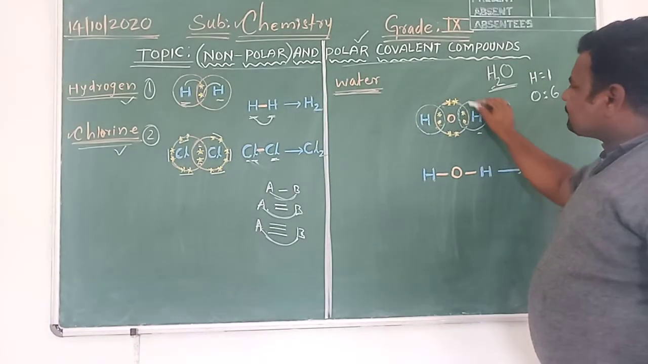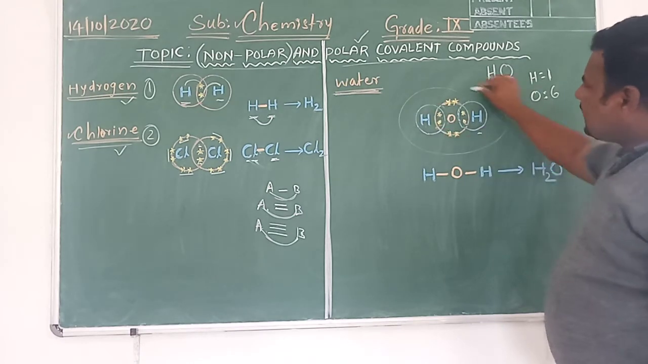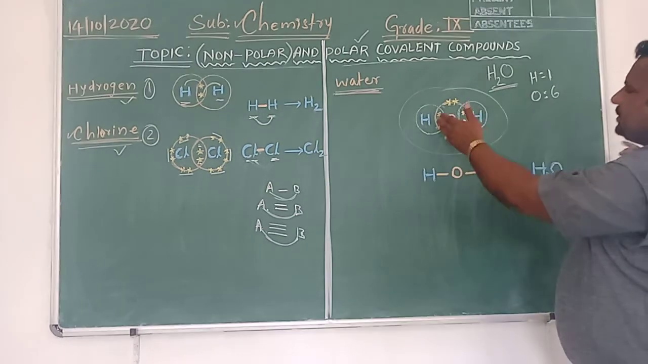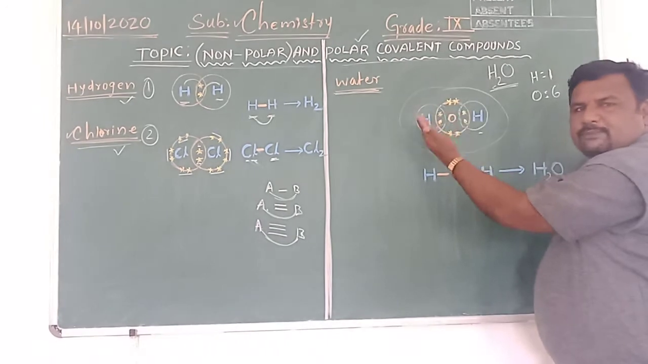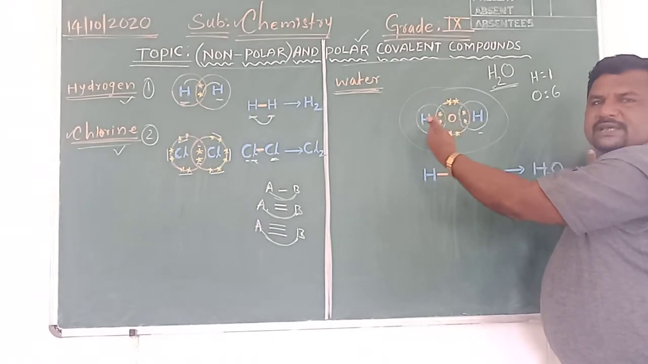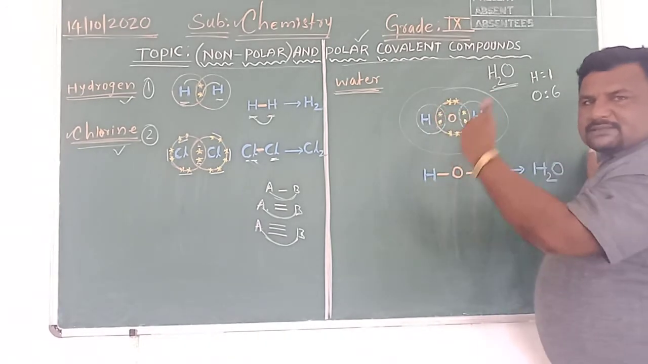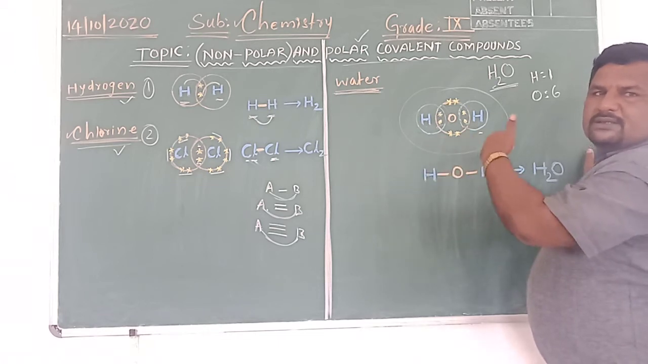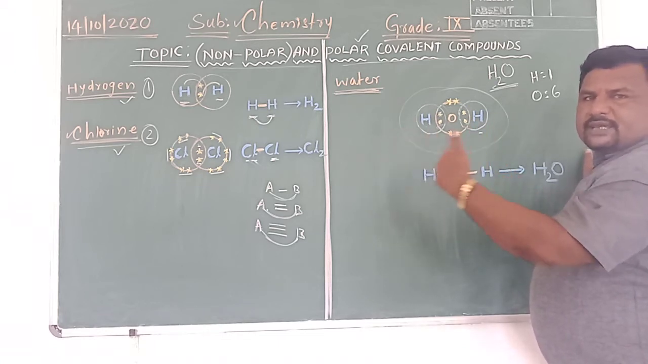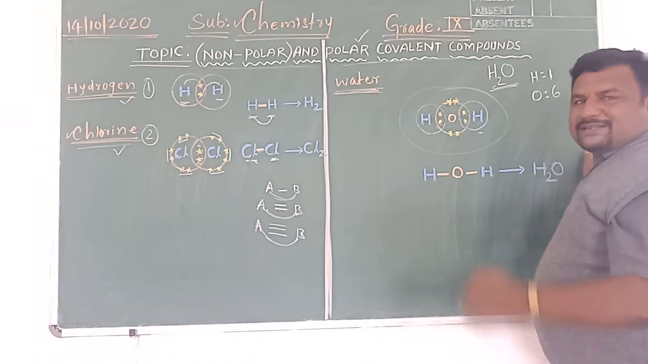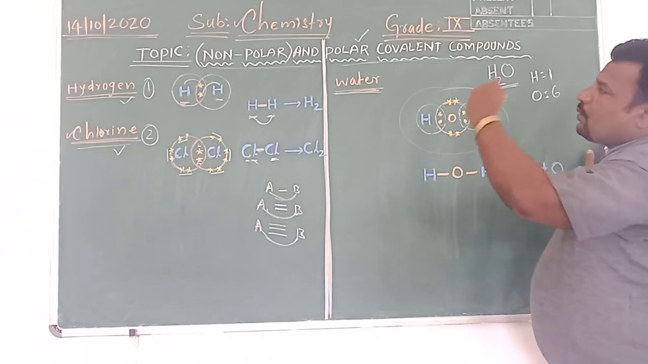In this way, this oxygen also attains the octet rule and the hydrogen also attains the duplet rule, and they both become stable. To gain a stable electronic configuration, they keep on sharing the electrons, and such bonds we call covalent bonds.